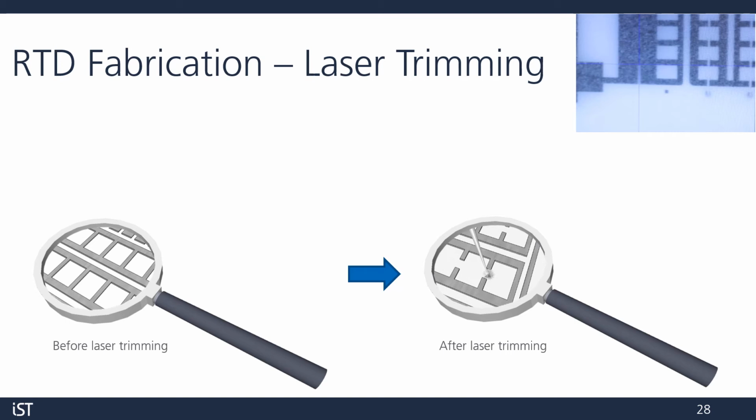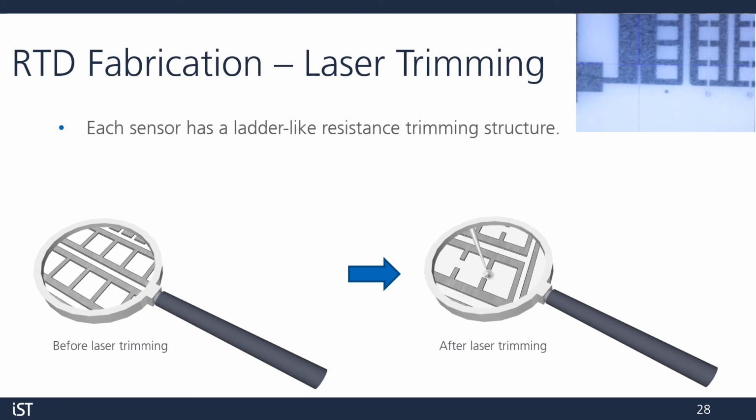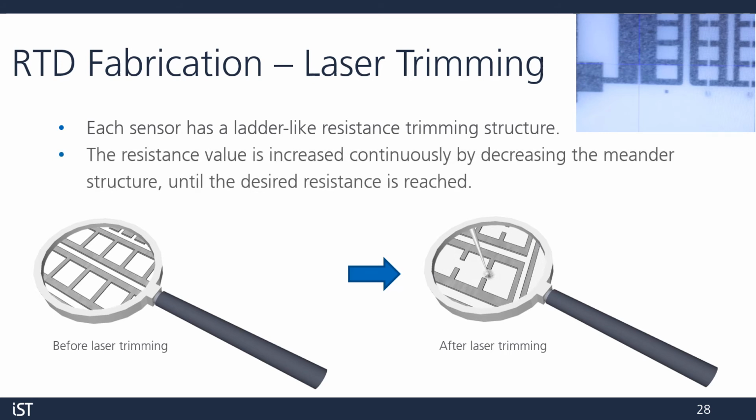Next, we use a process called laser trimming to check and adjust each sensor's nominal resistance. Each sensor contains a ladder-like structure which we can use to adjust the resistance. The sensor's contacts are probed and the resistance is checked. If the resistance is too low, we zap a rung of the ladder with our laser, lengthening the path of the current and increasing the resistance. Once the resistance is in an appropriate range, we move on to the next sensor.